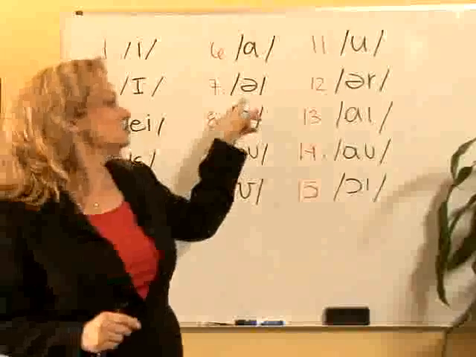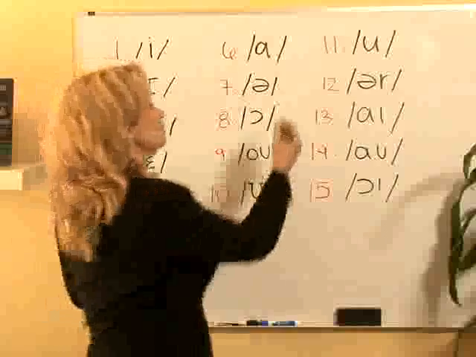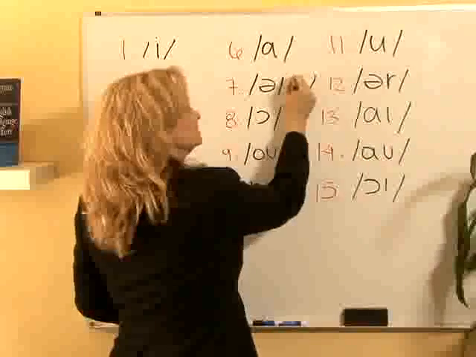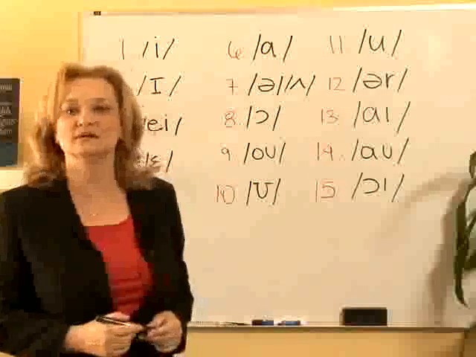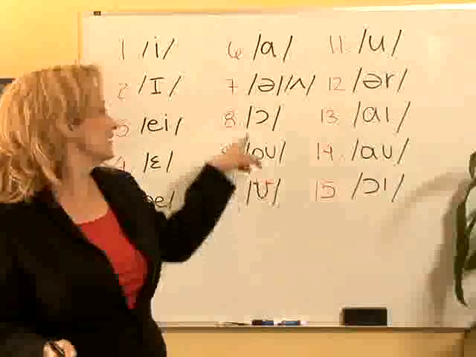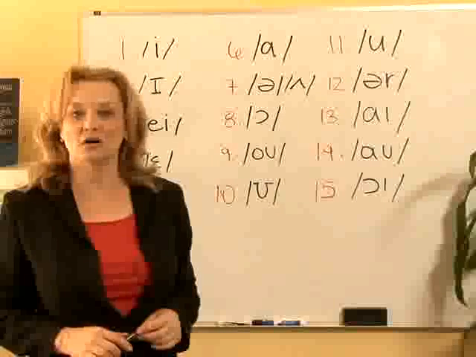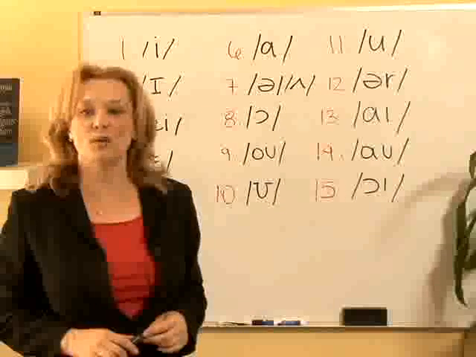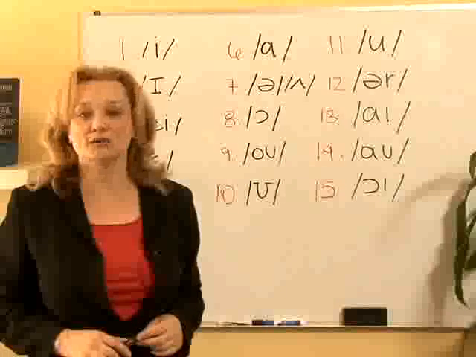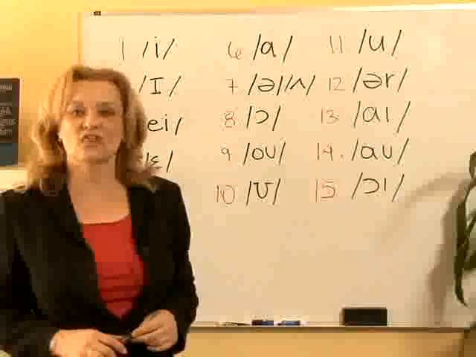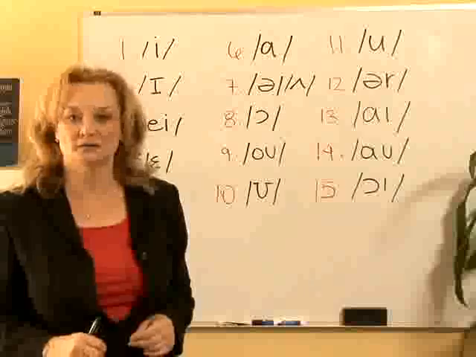This sound is usually written like this in your dictionary, but sometimes you might also see this symbol. They're basically the same sound. Okay? Vowel number 8, aw. Always, tall, bought, thought. One more time. Aw.